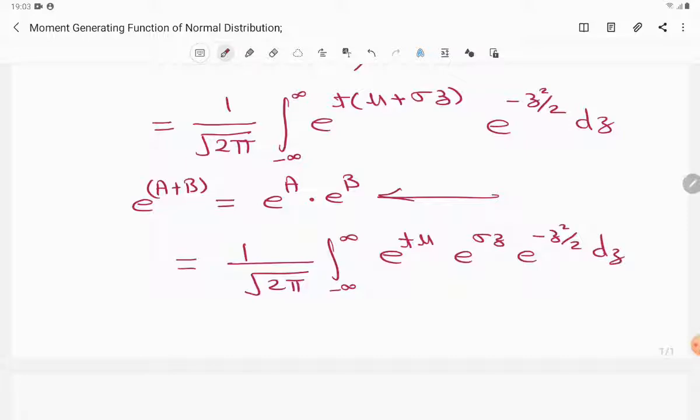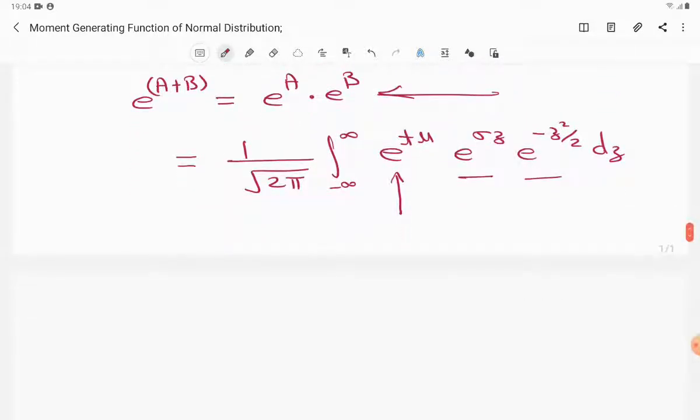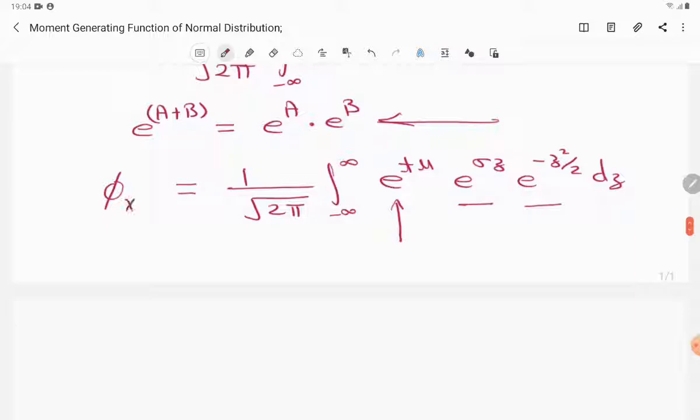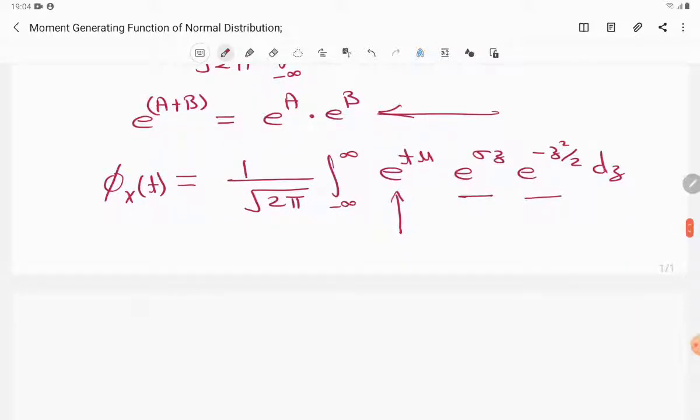Now you can see that this second term and this third term have some z in their powers, and therefore they are a function of z, and they are not constant, so they cannot be taken outside the integration. However, if you see the first term, it is e power t mu. As far as t is concerned, which is the auxiliary variable I told you about in the previous video, and mu is the mean, both of these are constant as far as z is concerned. So I can take both of these outside, and then I can find phi x(t). Let me take it outside and let's see what happens.